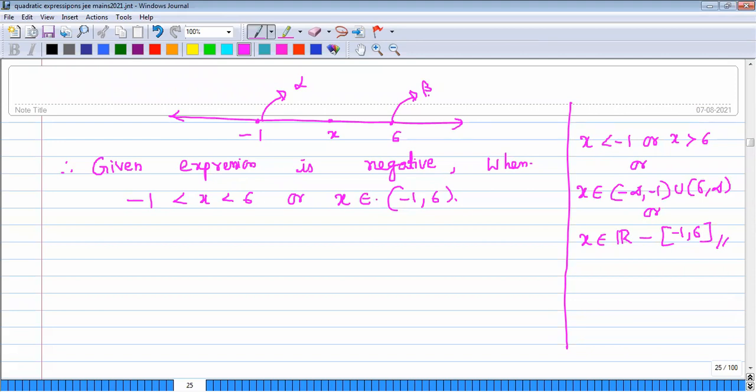Sometimes the same question may be asked like this: discuss the signs of the expression when x is real. That means you need to discuss when it is positive, when it is negative, and when it is 0. The expression is 0 when x is equal to minus 1 and when x is equal to 6. Discuss the signs means you need to discuss three cases: positive, negative, and 0.